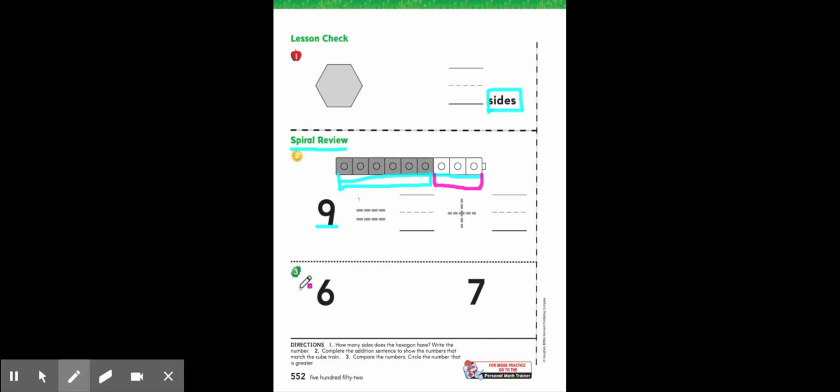Lastly, in Greenleaf number 3, you're going to be comparing 6 and 7. I want you to circle the number that is greater or the number that is bigger. To help you, if you don't have a number line at home, you can draw it out and compare that way. You might want to draw 6 counters and 7 counters to help you.